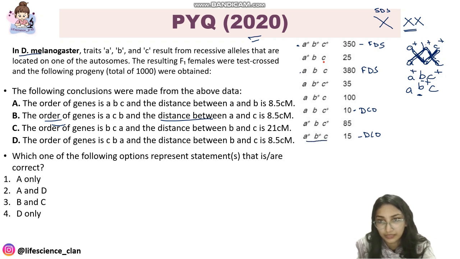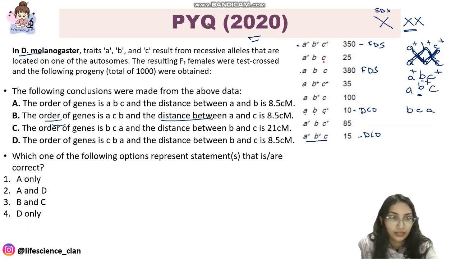Let's look at this A plus B plus C. So now A plus is the same, B plus is the same, C is different here. Let's look at the other one. A, B and C plus. Okay, C plus has changed again. So from this we know that C is in the center. So our series will either be BCA or ACB.